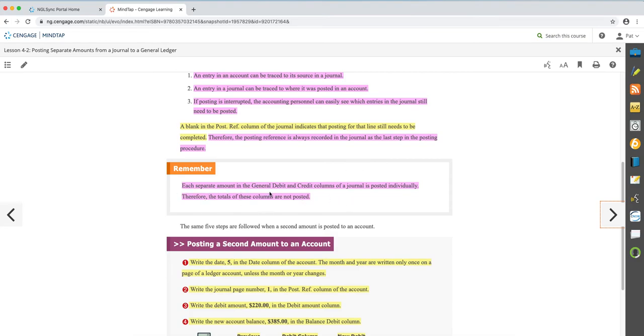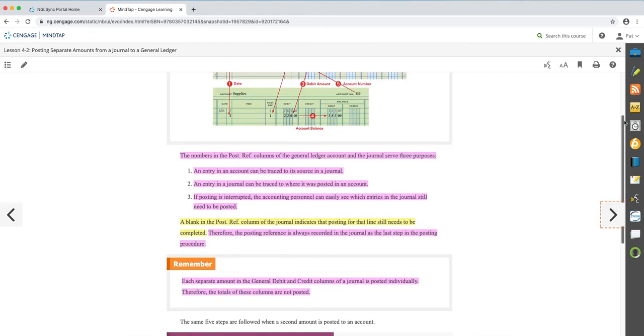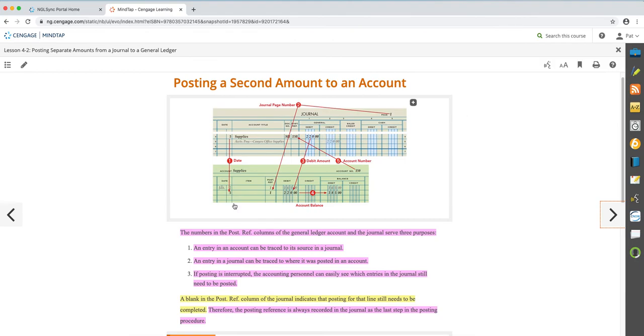This is a reminder I just mentioned earlier. Each separate account in the general debit and credit columns are posted individually. This is something we didn't talk about. The totals of these will not be posted. This is just explaining how we posted supplies on the 5th. The 5 steps: date, page number, debit or credit. If there are 2 debits, you add them together.